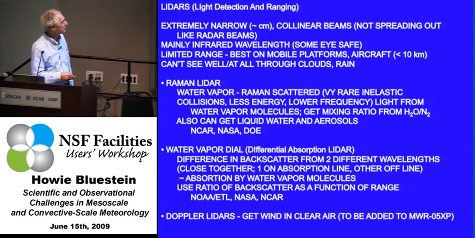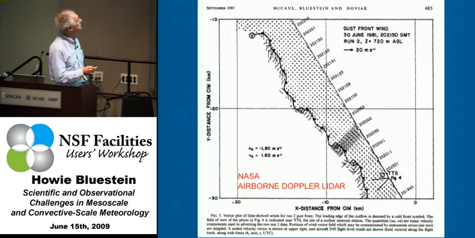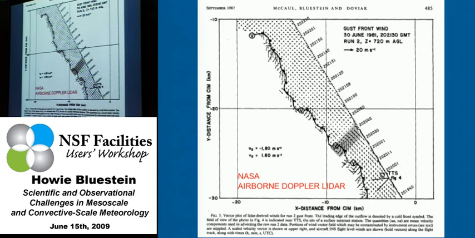This type of instrument is going to be added to the mobile phased array radar I showed you just a little while ago. This is some work that I did with a student back in the early 1980s. This is from an airborne Doppler LIDAR that NASA had in an airplane, and we flew by a gust front, and there in clear air you can get the two-dimensional winds, and right along the gust front you can resolve some vortices. You can't see anything behind the gust front because there's rain. So it's nice to have a Doppler LIDAR and a radar together, so you can use the LIDAR to get the clear air motions and the radar to get the motions where you have precipitation.